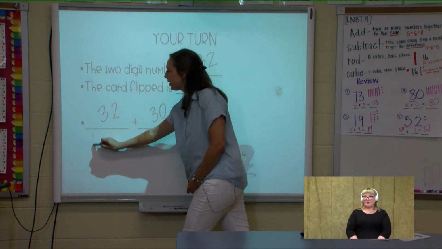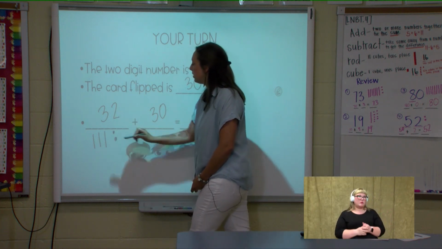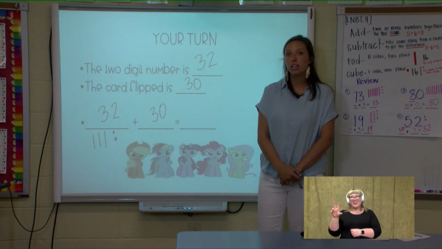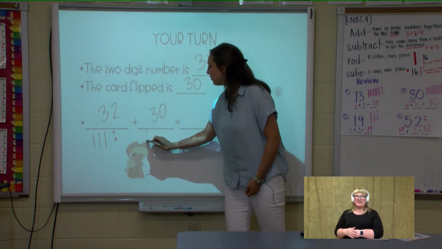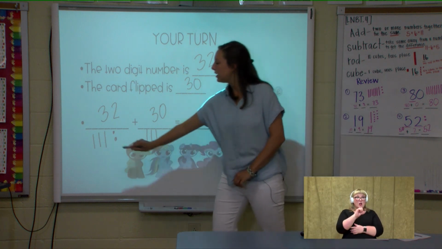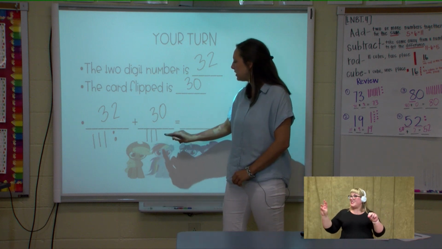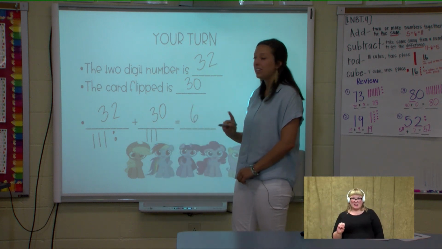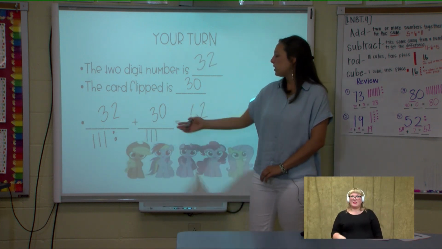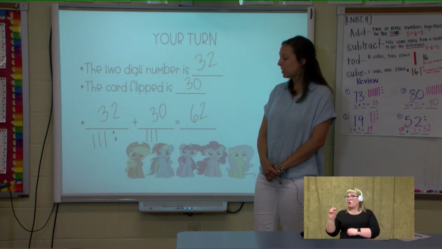You have 3 rods and 2 ones. And for 30, how many rods will you have? If you put 3, kiss your brain. First, we're going to count up our tens. 10, 20, 30, 40, 50, 60. Can never leave out your ones. 1, 2. So the sum of 30 plus 32 gives us 62.